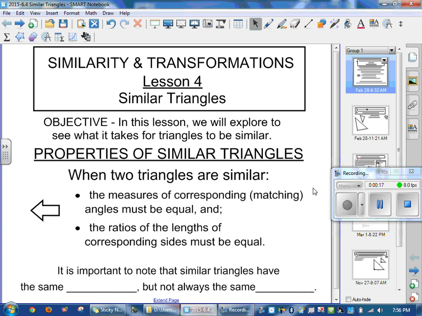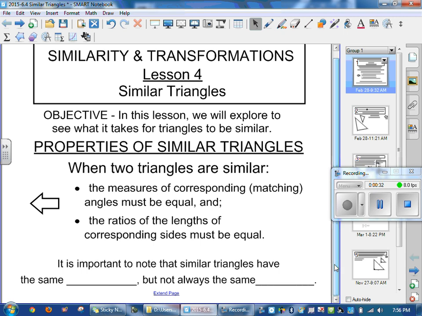Let's take a look. So again, they have to have corresponding angles, so the matching angles must be equal, which is the same with polygons, and the ratios of their side lengths also must be equal. Okay, so the same thing we dealt with, same rules.